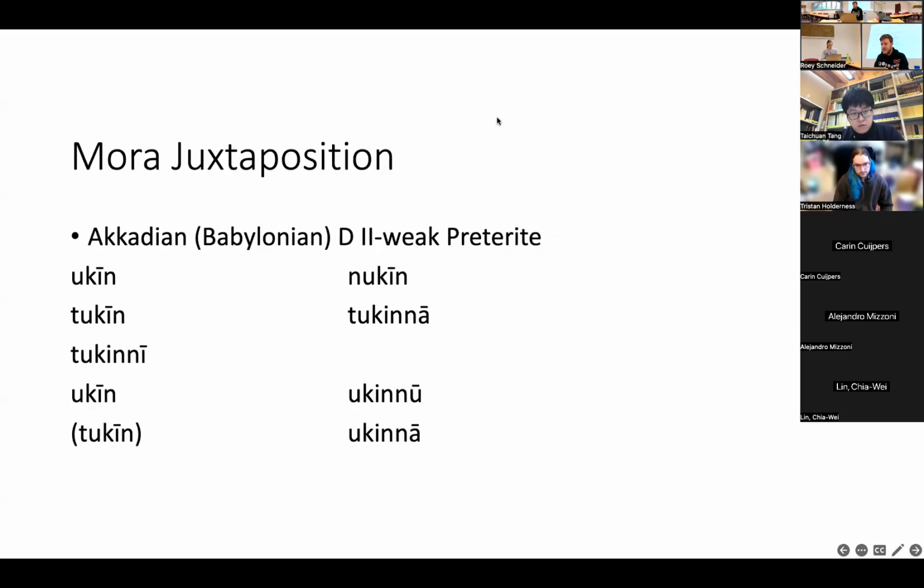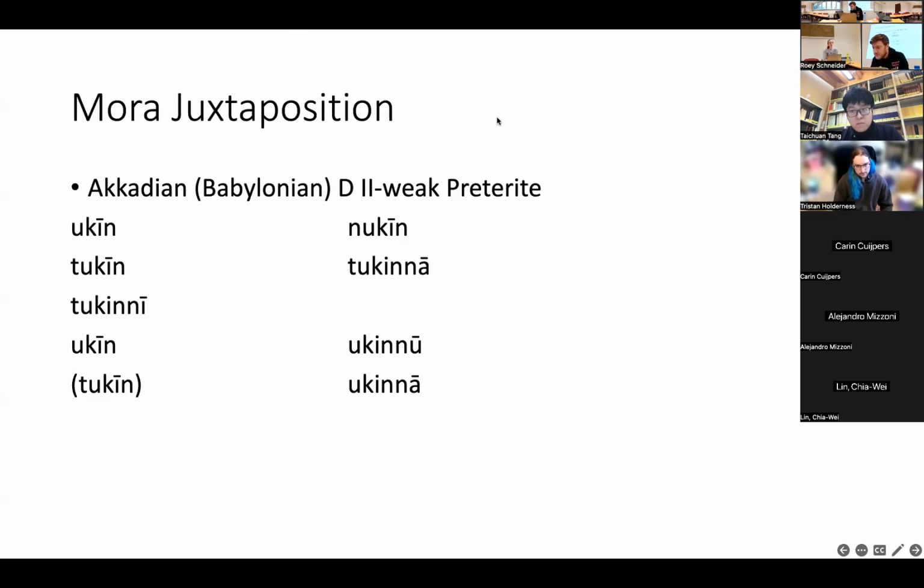Could you elaborate on the modern Hebrew? You said it's a little bit different. Could you explain the difference between biblical Hebrew and modern Hebrew?